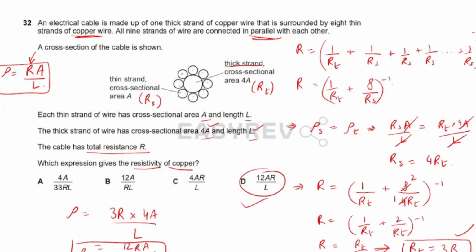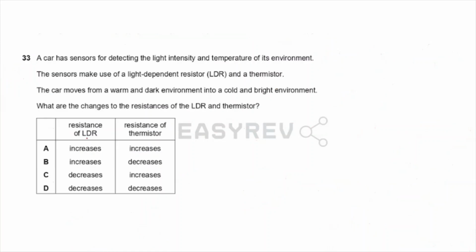Next we have question 33. A car has sensors for detecting the light intensity and temperature of its environment. The sensors make use of an LDR and a thermistor. The car moves from a warm and dark environment into a cold and bright environment. What are the changes to the resistances of the LDR and thermistor?